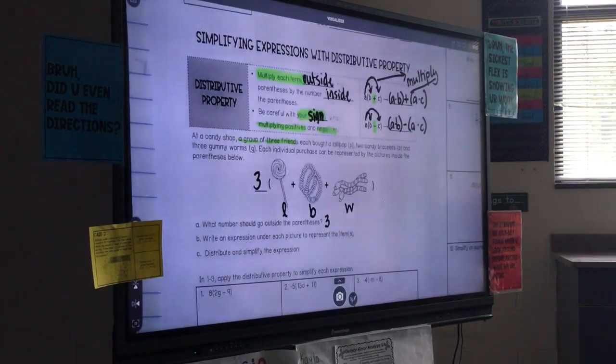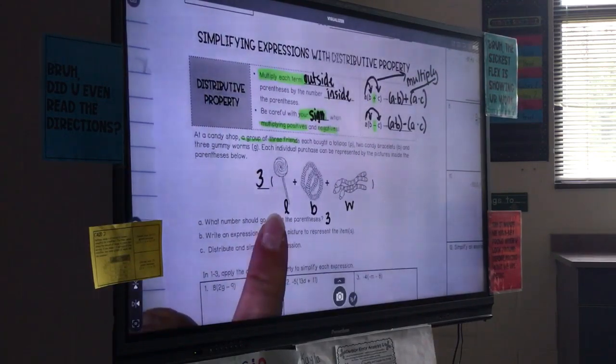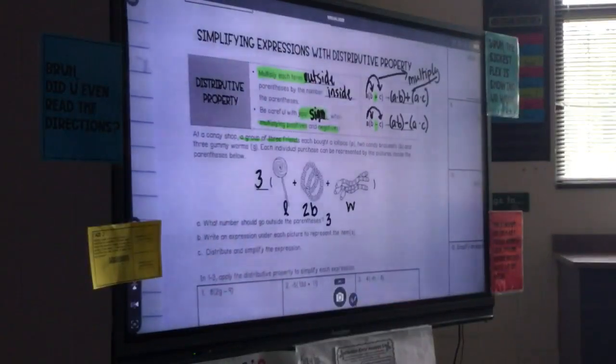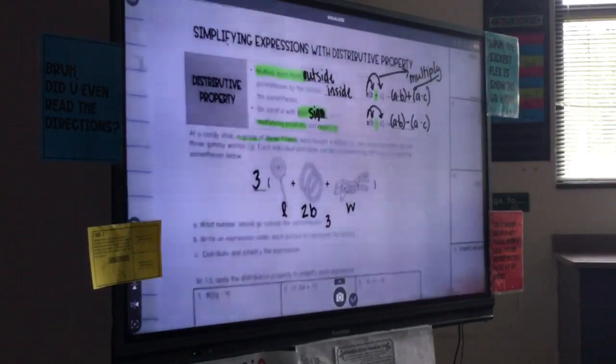Now, we could even go a step further, and do we need to put a 1 in front of the L? Raise your hand. Do we need to put a 1 in front of this L right here? Why not? Right. If you have a letter and there's no number in front of it, the invisible number is 1. All right, how many bracelets do we have? 2. How many gummy worms do we have? 3.